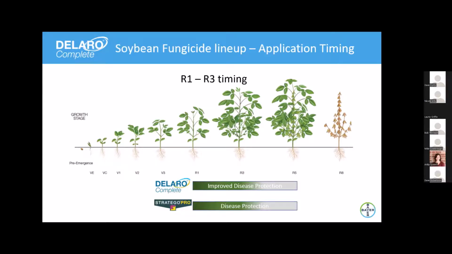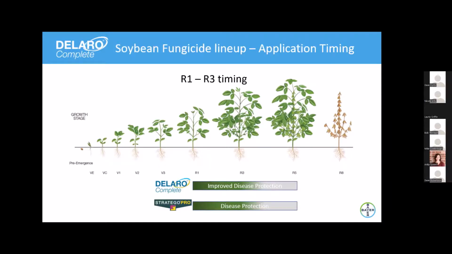It is registered from R1 up to R5, but really the only times we want to use it in soybeans is between R1 and R3. If you're going after a single application timing, which is really that general disease protection timing, probably that R1.5 to R2 timing is the most effective timing.